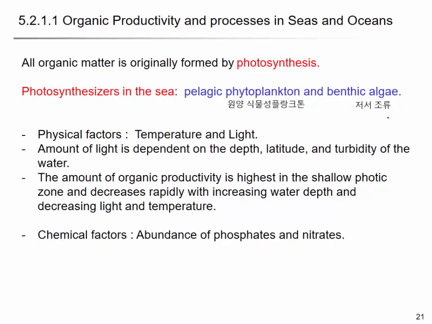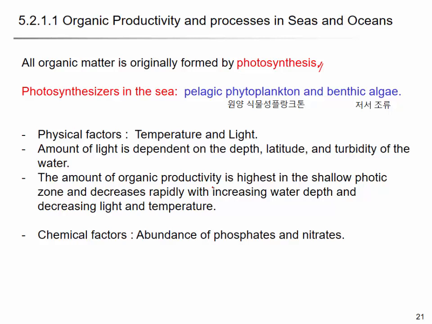Okay, so all organic matter is originally formed by the photosynthesis, as we talked, and pelagic phytoplankton and benthic algae is the major organic matter. And the physical fact is that you need to have the temperature and light, and amount of light is dependent on the depth, latitude, and turbidity of the water. So this is about the organic productivity, right? How fast and how much organic matter is being produced and that they can be deposited.